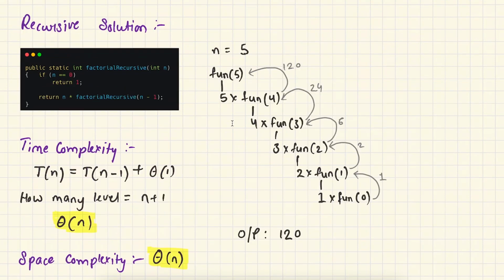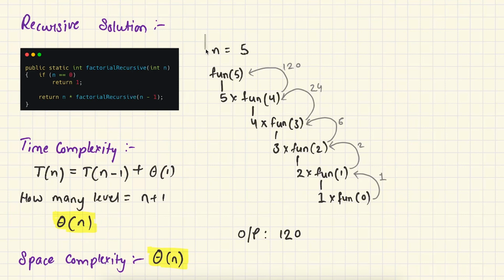Now let's see the recursive solution of this problem. This is a function factorial recursive, and this function takes n as input. It simply makes a recursive call to itself by reducing the input by 1. Now let's quickly dry run this function and see how it works.